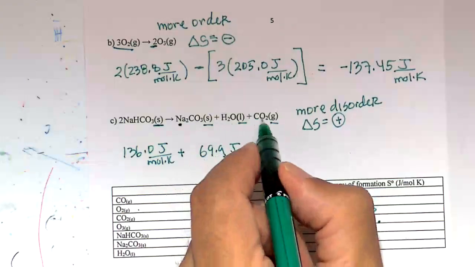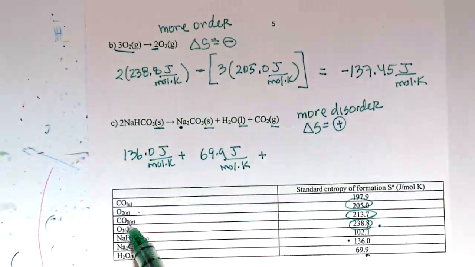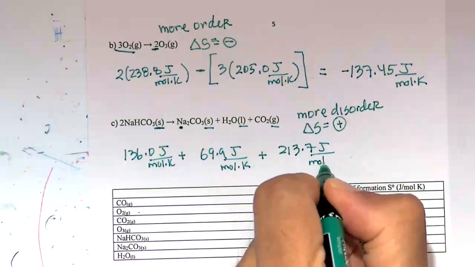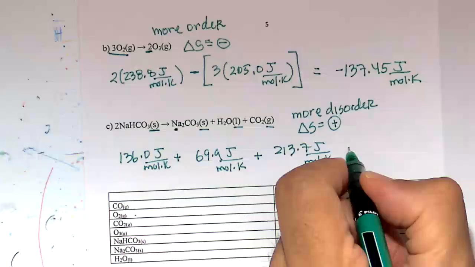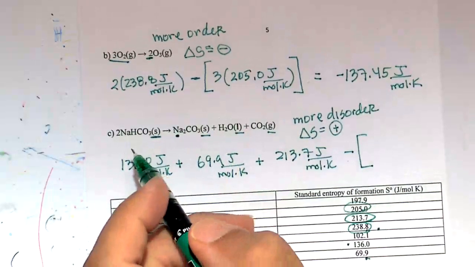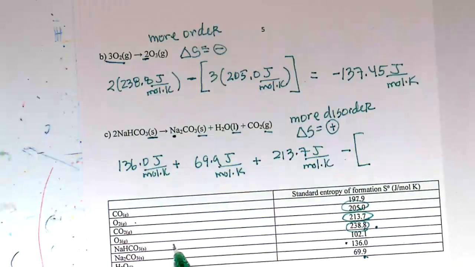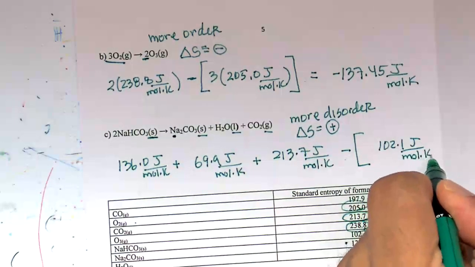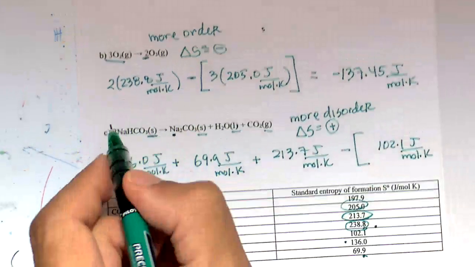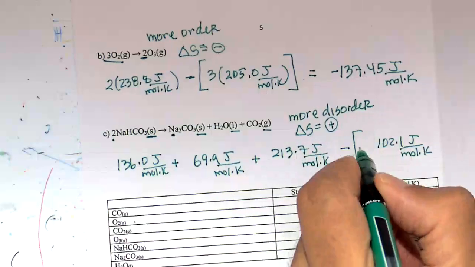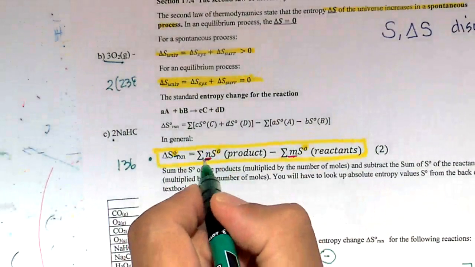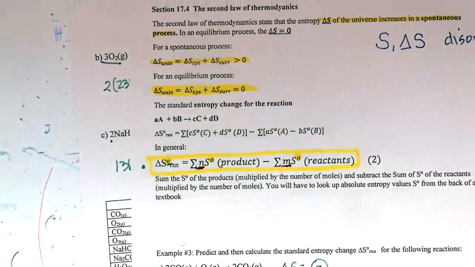You just got to make sure your equation is balanced. CO2 gas is the final product. What is CO2 gas? 213.7. Okay. I want you to put a big minus sign here. NaHCO3 is 102.1. This is for 1 mole, but how many moles do we have? 2. Okay, we got to multiply it by the coefficient. Really that's what this equation is telling us here. You have to multiply it by the stoichiometric coefficient.